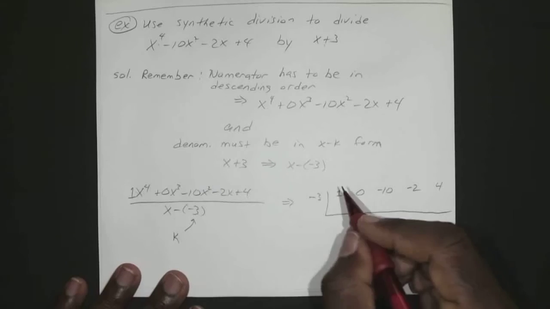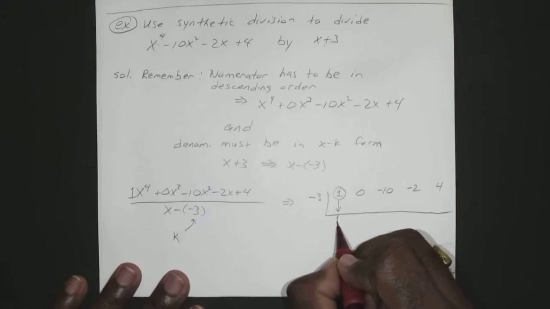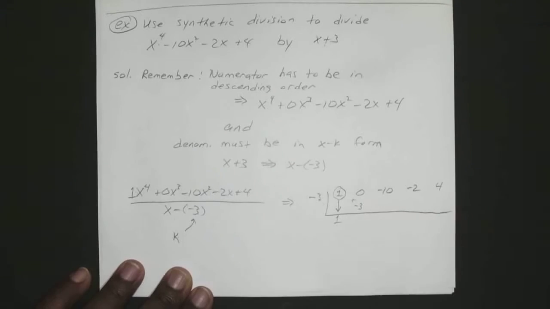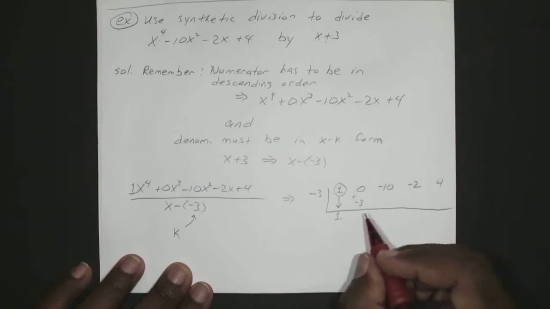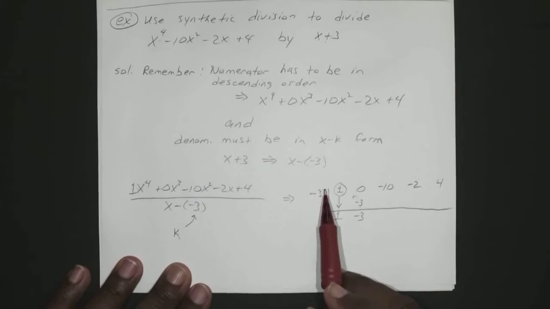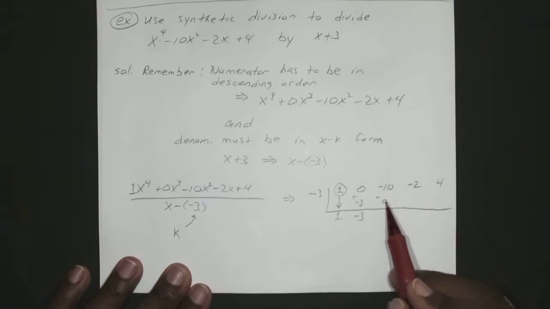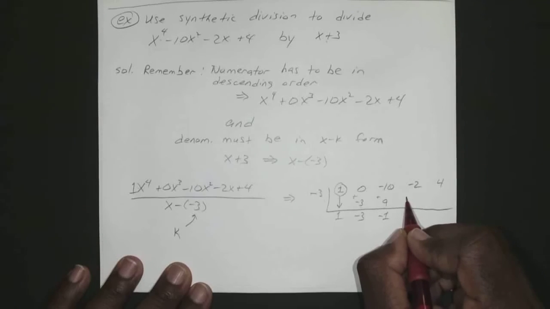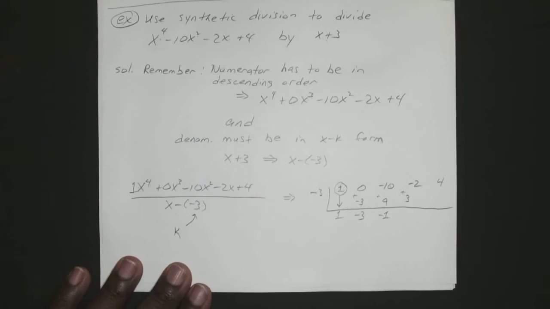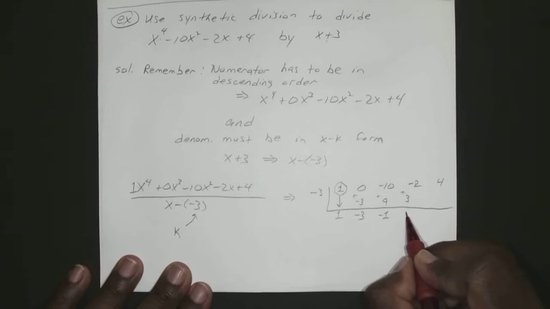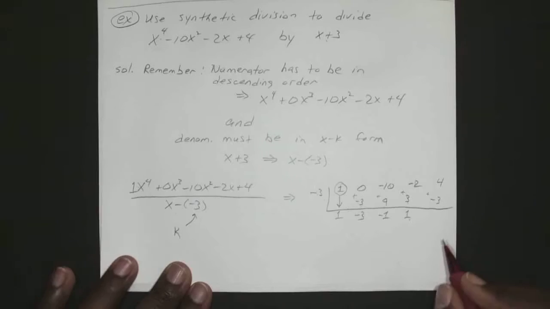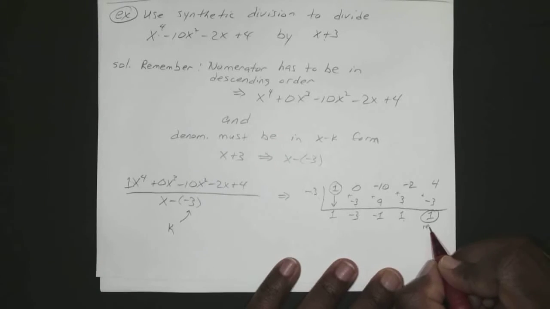Okay, so remember, your first step is to bring that first coefficient down. Negative 3 times 1 is negative 3, so you put it there, add those two together. 0 plus negative 3 is negative 3. Okay, so now you multiply negative 3 and negative 3, you get 9. Add those together. Negative 10 plus 9 is negative 1. Now you multiply negative 3 times negative 1, which is positive 3. You add those together. Negative 2 plus 3 is positive 1. You multiply negative 3 times 1, which is negative 3. Add those together. You get 1, and that last 1 is your remainder.